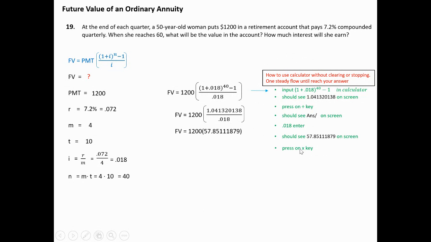Then you hit the multiplication key because you're going to multiply this times the 1200. This is what you should see on your screen, and you can enter the 1200, and this is the final result. Round it off to the nearest penny. It's going to give us $69,421.34.